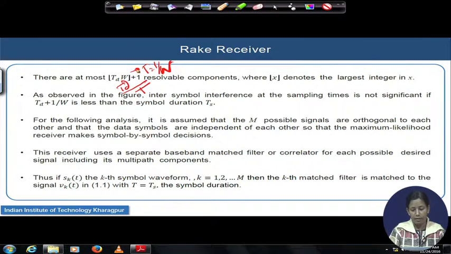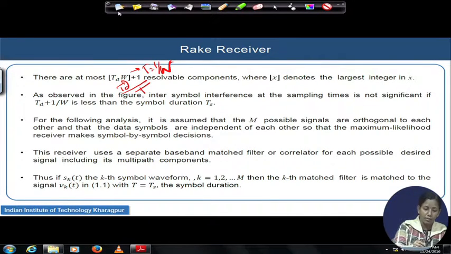As I have already informed, for intersymbol interference to come into the picture, either the data rate needs to be high or T_d by 1 by W. If this whole part is less than the symbol duration, you won't get any intersymbol interference, unless something changes or your data rate is increasing.